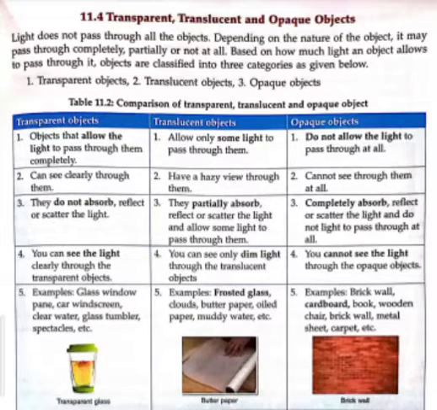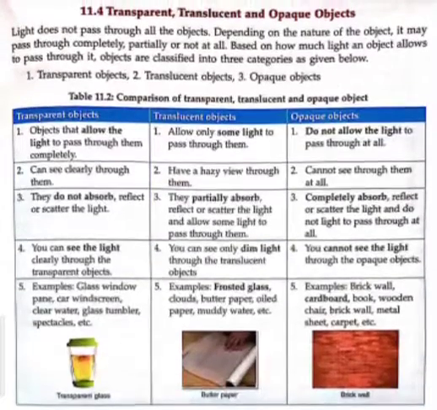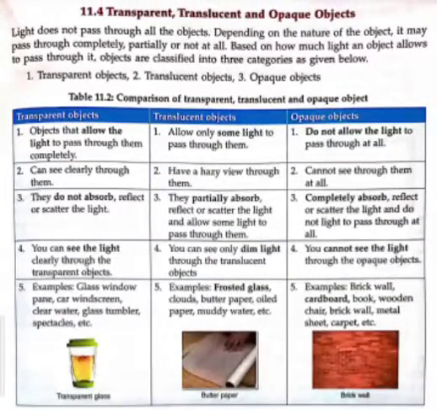Good morning, students. In the last video, we learned about light, the sources of light, and the objects that are luminous and non-luminous. In this video, we will learn about transparent, translucent and opaque objects. These objects are classified according to their transparency.